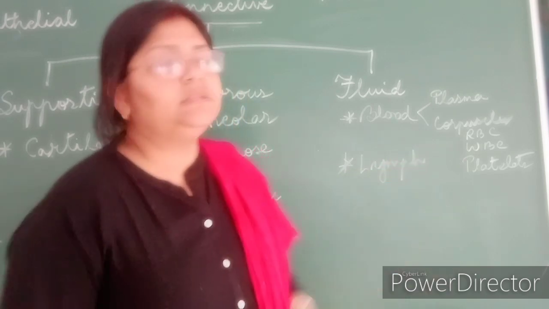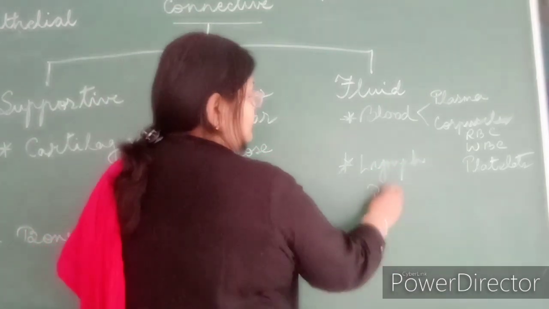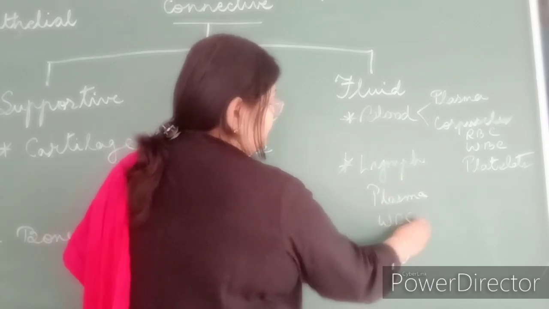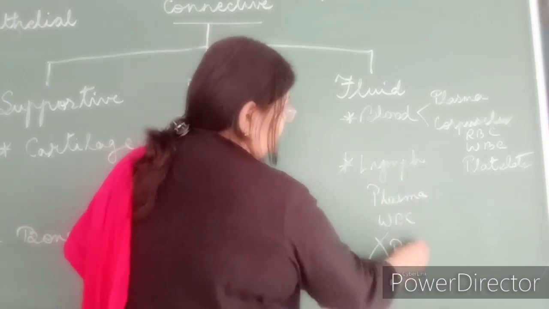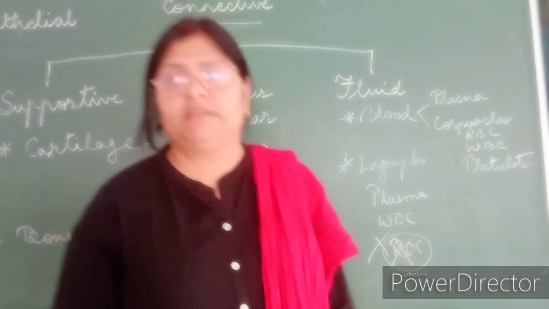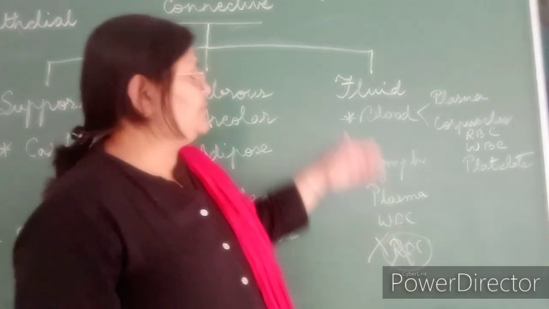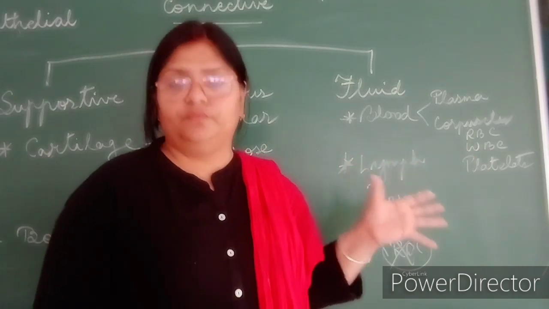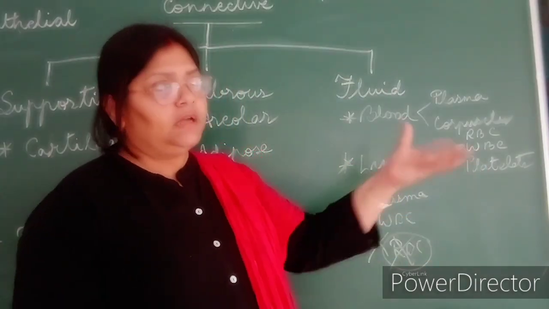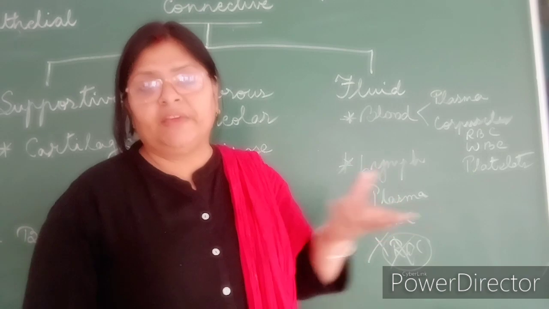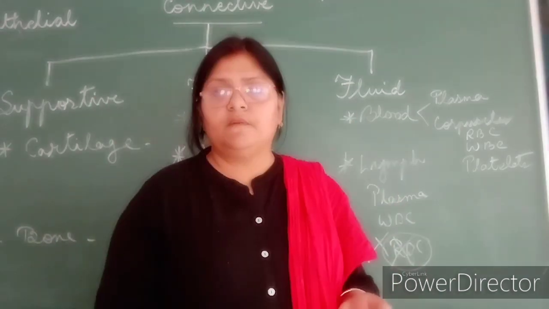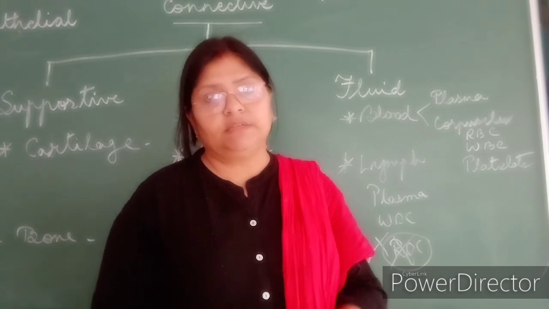So lymph is plasma with WBC, white blood cells. There are no red blood cells in it. And what is the basic function of both blood and lymph? It is to transport oxygen, transport food, and collect the waste from the parts of the body. So transportation is the main function of the fluid connective tissue.